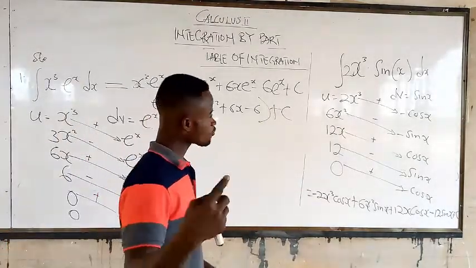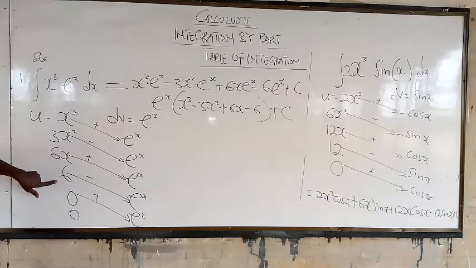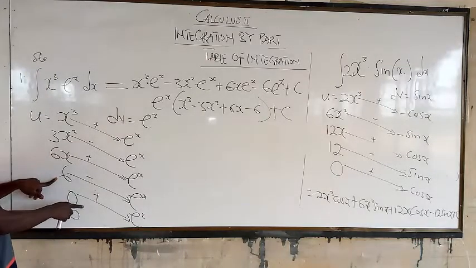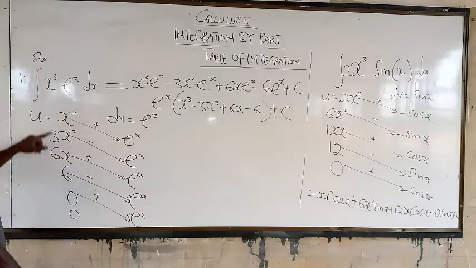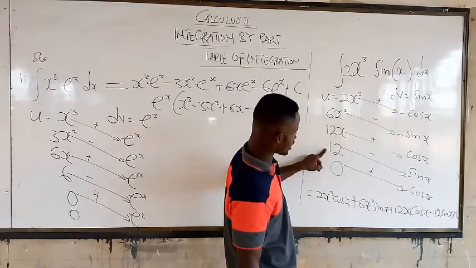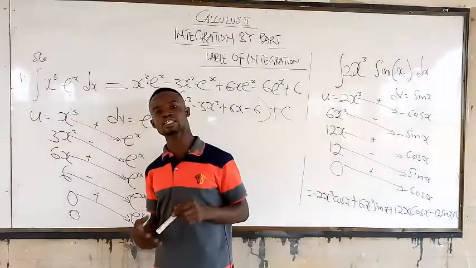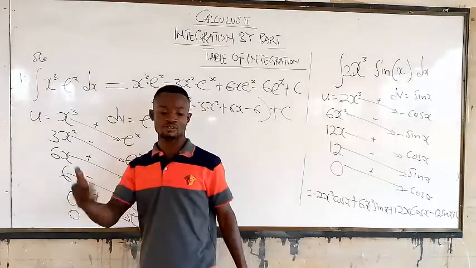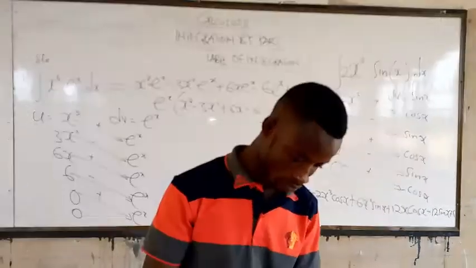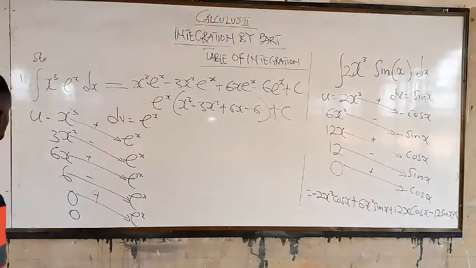So see the number of times here. If the power is 3, how many times do you go by integration by parts? 1, 2, 3, before it terminates to 0. So if the power is 2, you go 2 times. If the power is 4, you go 4 times. If the power is 5, you go 5 times. It's like such. Very good. Looking at our last one.